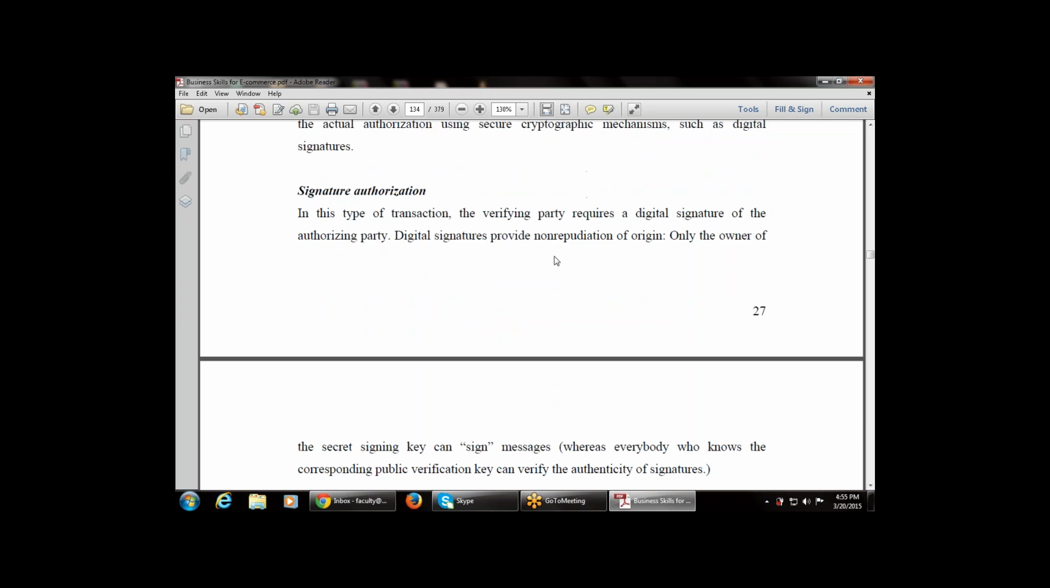A digital signature also provides non-repudiation of origin. Only the owner of the secret signing key, that is the authorized person, can sign the messages, whereas everybody who knows the corresponding public verification key can verify the authenticity of signatures.